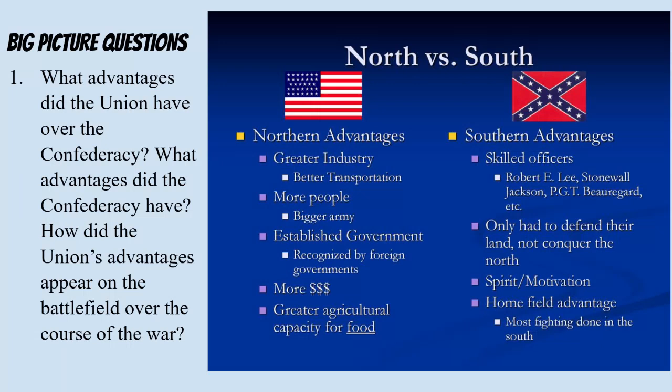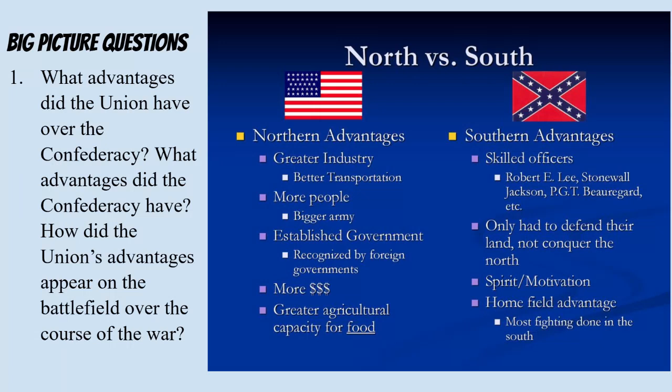Big picture question number 1 is, what advantages did the Union have over the Confederacy? What advantages did the Confederacy have over the Union? And then how do the Union's advantages appear on the battlefield over the course of the war? So there's really 3 questions here. So if you do the open response, think 3 sentences, 1 sentence per question.